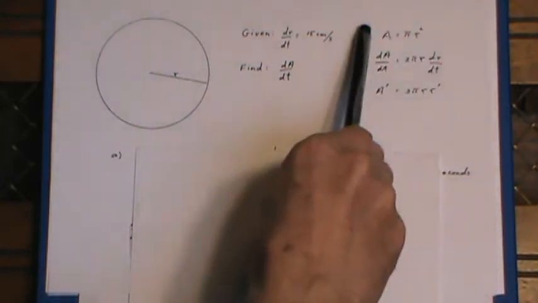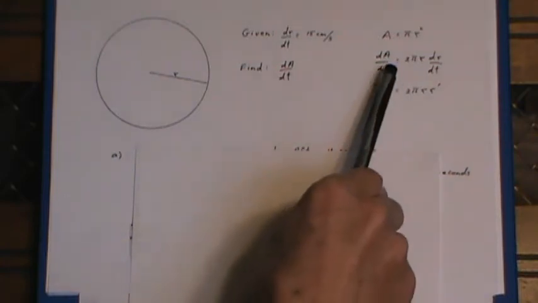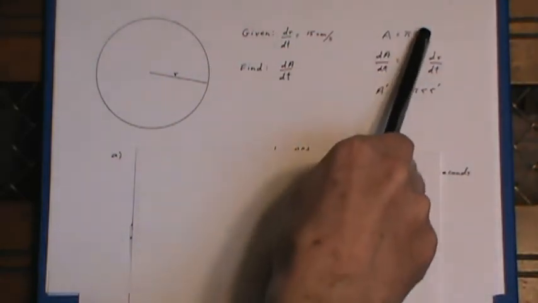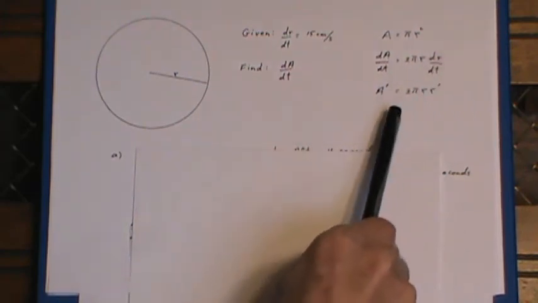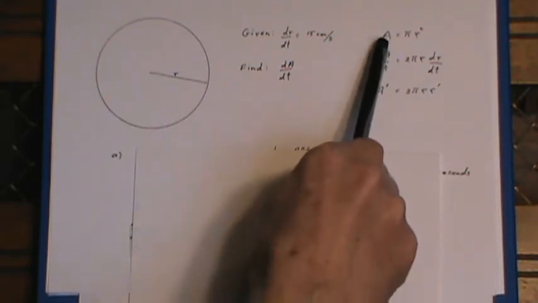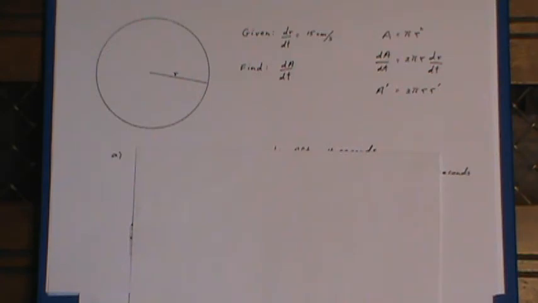So the link up here is the area formula for a circle, A equals pi r squared. And remember, we're taking the derivative with respect to time. This is actually what we call implicit differentiation. dA/dt equals 2 pi r dr/dt. And usually I just write an A prime and an R prime, but you have to keep in mind that these are derivatives with respect to time, even though the t is not present in the equation.